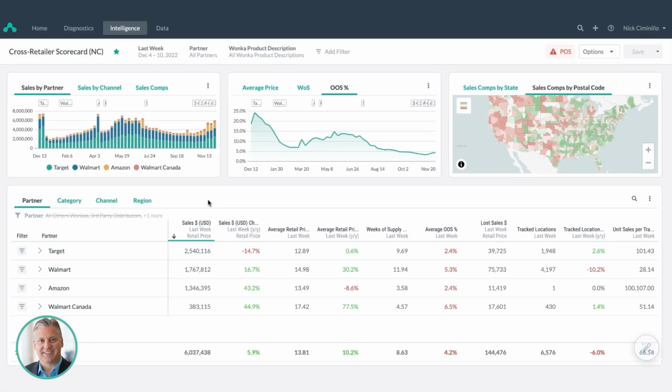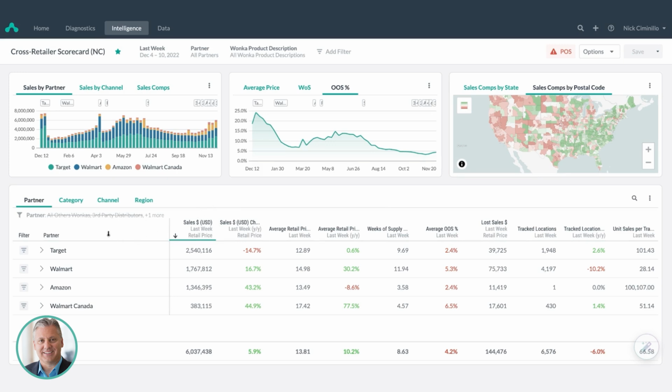Okay, down in the grid view of the data, I do see my partners. So I come in on Monday, I can analyze my business. How are my partners performing? How did they perform last week in sales? So week over week versus last year. What's the average price point by retail account? And how's that trending? What's my weeks of supply? What's my out of stock? My lost sales? How am I trending in locations? Do I have more or less? Am I in, I should say, more or less locations this year versus last year?